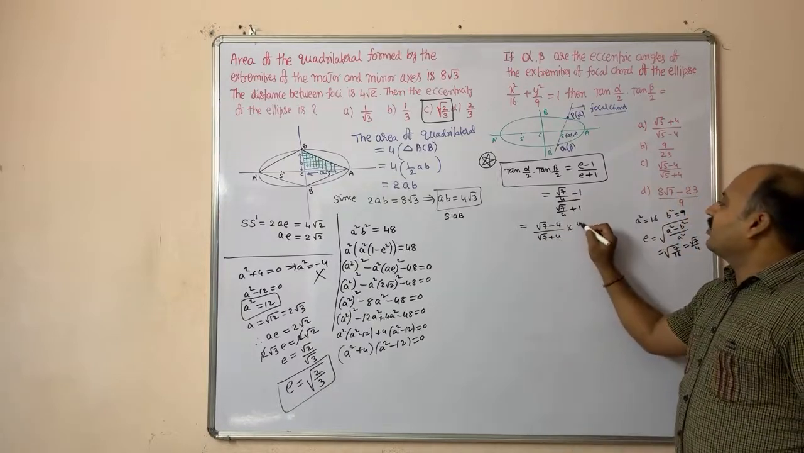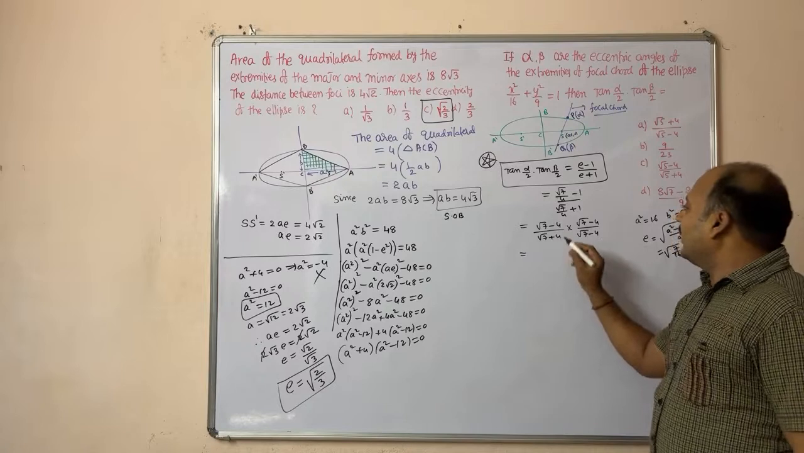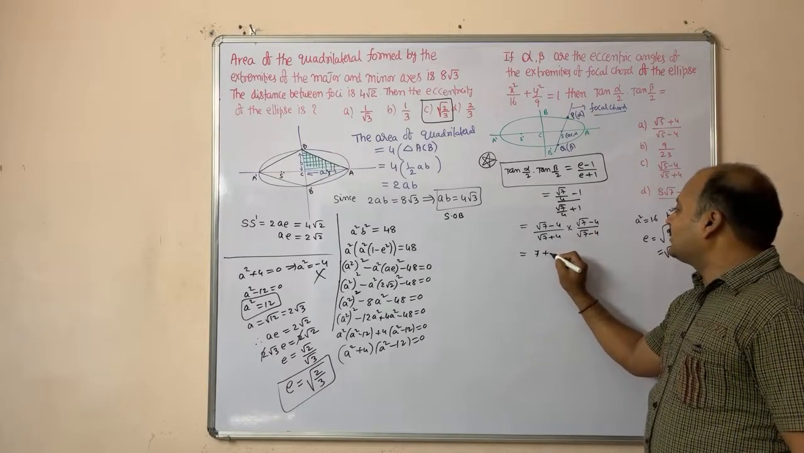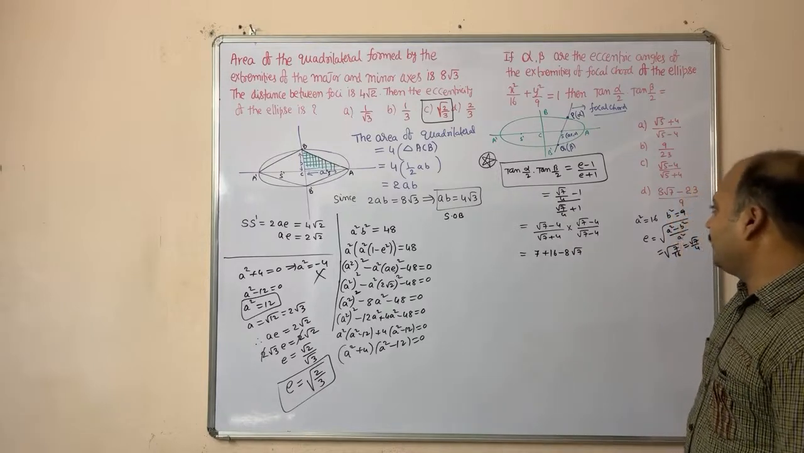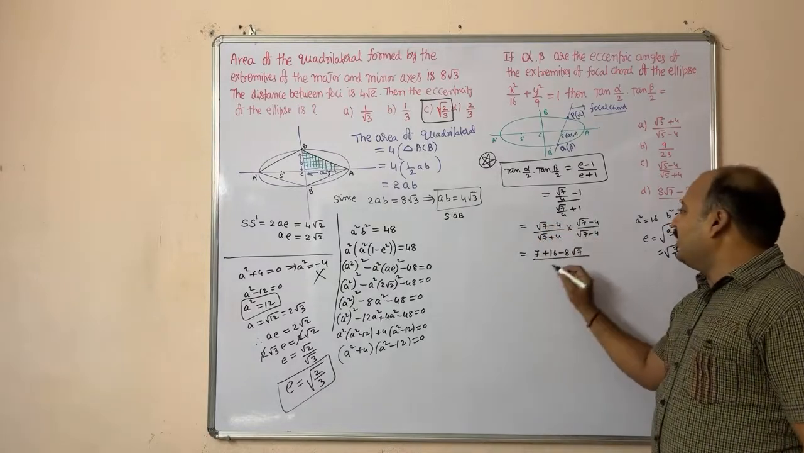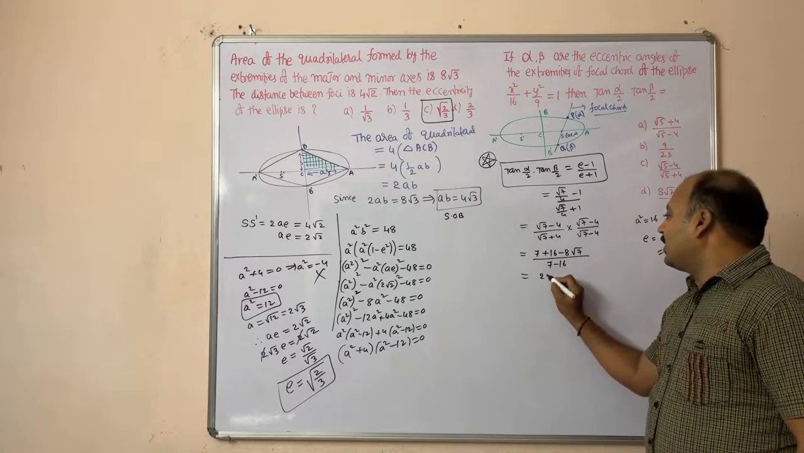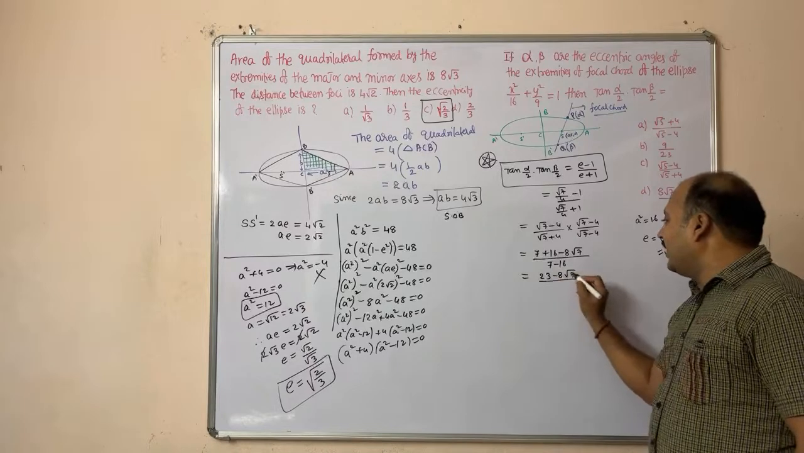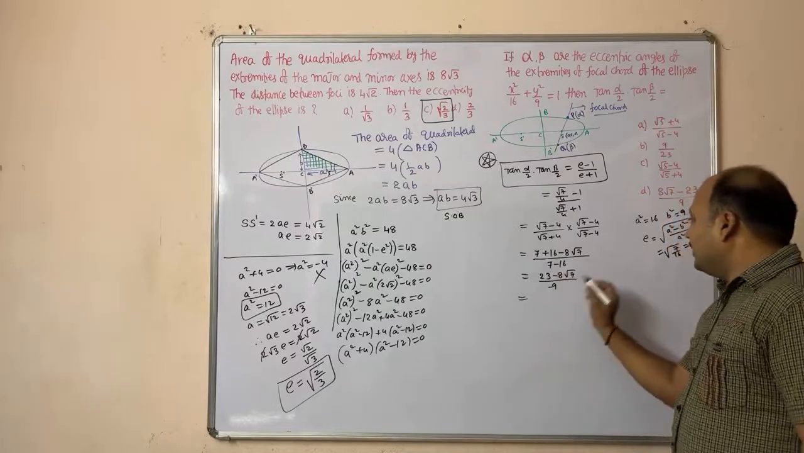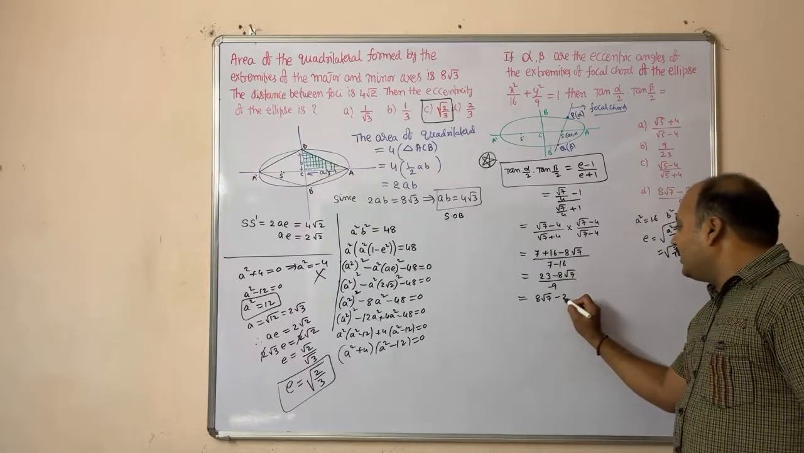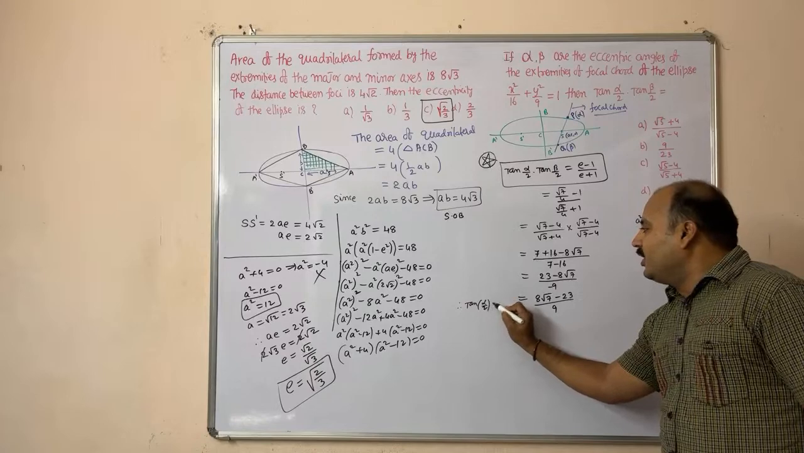Now, root 7 minus 4, multiplying and dividing, rationalizing we are doing, students. So we get A minus B whole square expansion: 7 plus 16 minus 8 root 7, and in the denominator A plus B into A minus B. Root 7 whole square is 7 minus 16. So 23 minus 8 root 7 divided by 7 minus 16, which is minus 9. If you remove this minus, it will be interchanged: 8 root 7 minus 23 divided by 9. Therefore, this is the value of tan alpha by 2 into tan beta by 2.